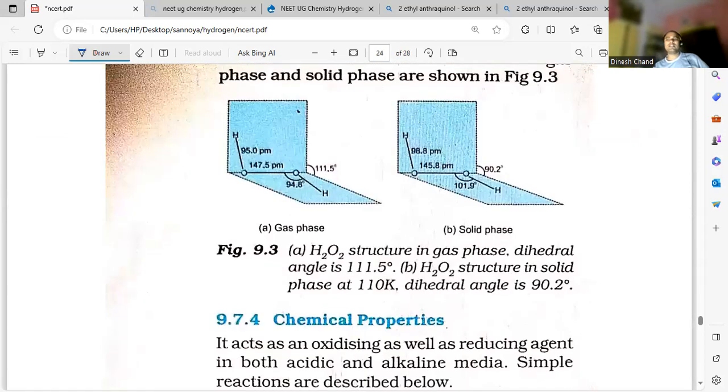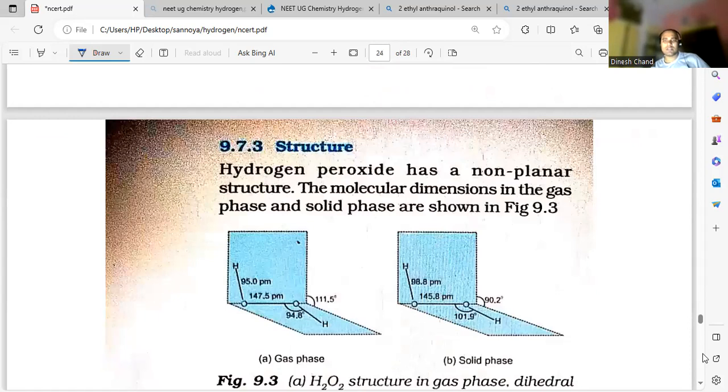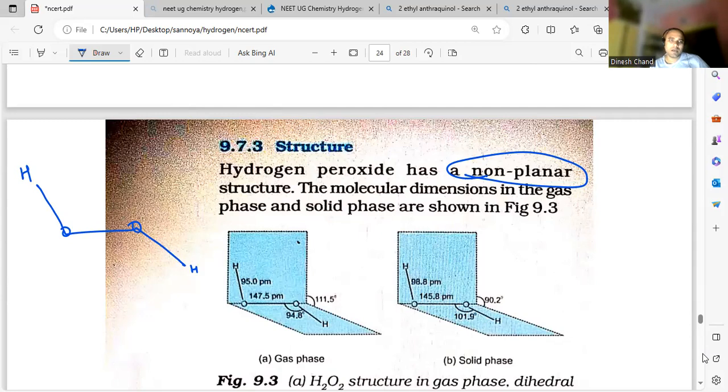See the structure here. It is having a non-planar structure. Can you see the non-planar structure? Here this is H, this is O, this is O, this is H. Okay, book-like structure we are having. Now see this angle.